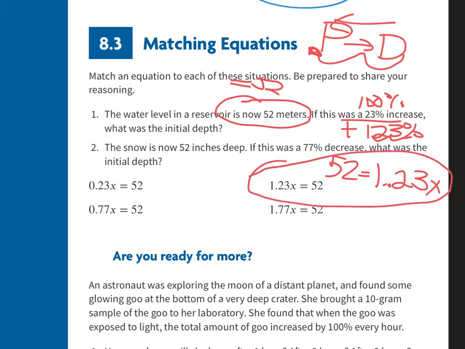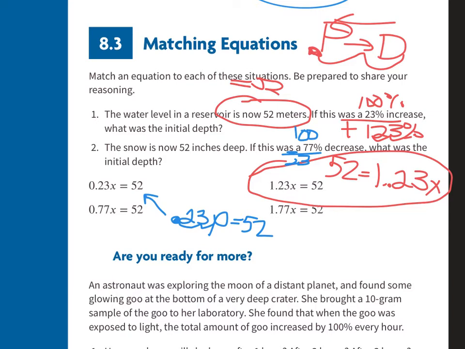Number 2, the snow depth is now 52 inches deep. If this was a 77% decrease, what's the initial depth? Well, we always start with 100%. So we go 100 minus 77, and we get 23%. Well, 23% as a decimal is 0.23 times x equals 52, so it's the second one.